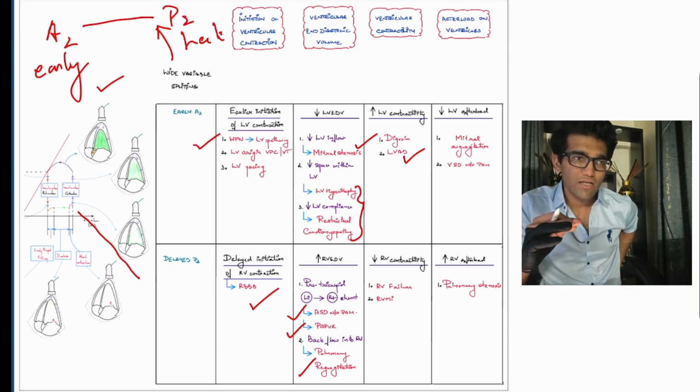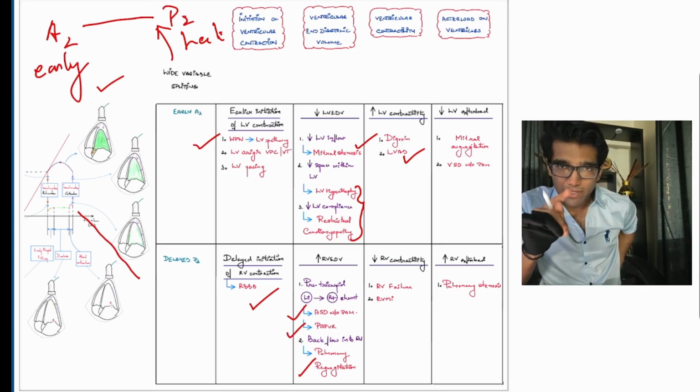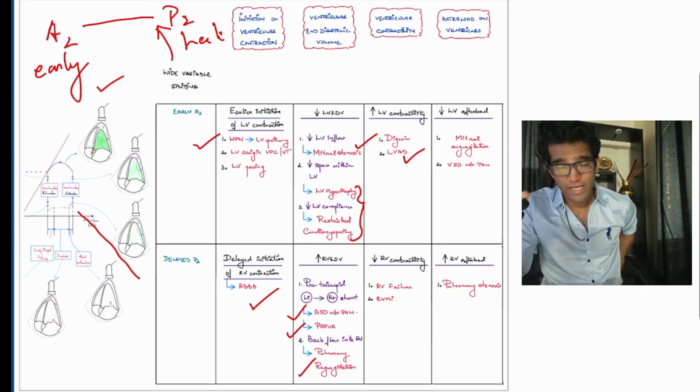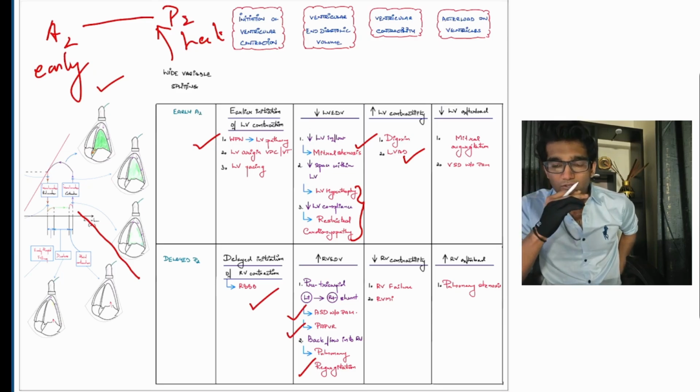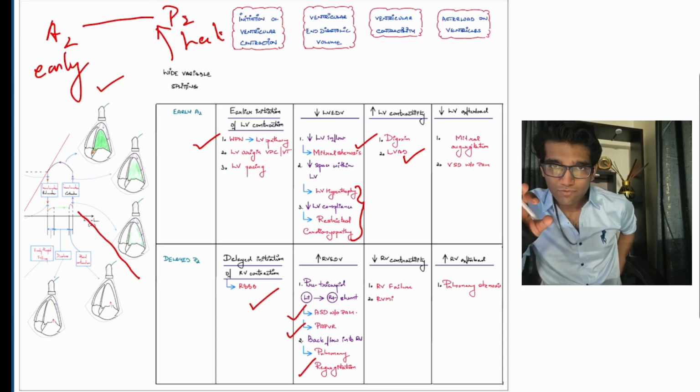The afterload depends on the diameter of, or the resistance through, the pulmonary valve, and it also depends on the resistance in the pulmonary arterial system. Okay, but they have opposite effects. So when you have pulmonary stenosis, the right ventricle has to contract for a prolonged period in order to eject the same amount of blood. Okay, so therefore P2 occurs later.